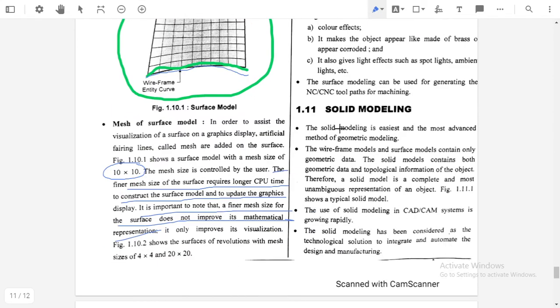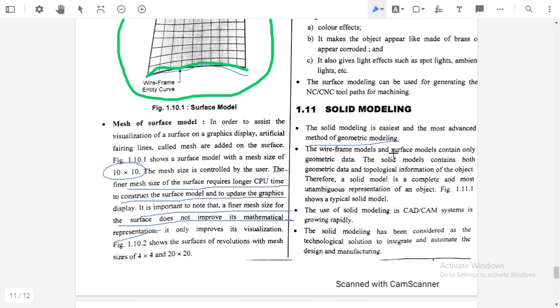Now we will discuss what solid modeling is. Okay. Solid modeling is the easiest and most advanced method of geometrical modeling. As we are discussing geometrical modeling, first of all we discussed wireframe modeling, then we discussed surface modeling. Now we are discussing solid modeling. Means it is a simple and advanced method of geometrical modeling.